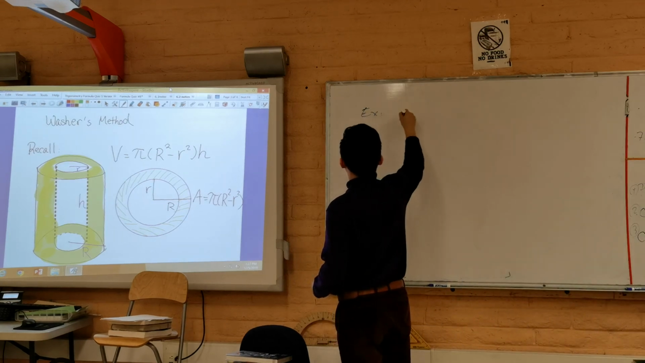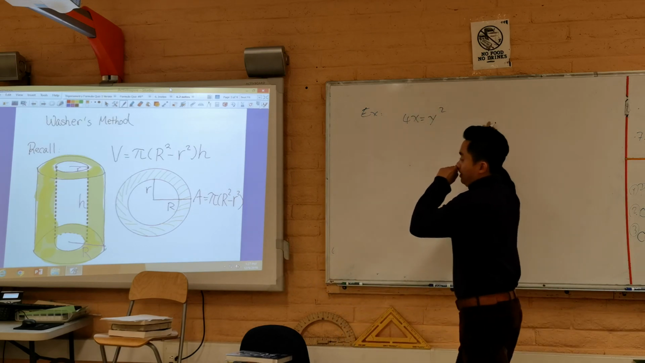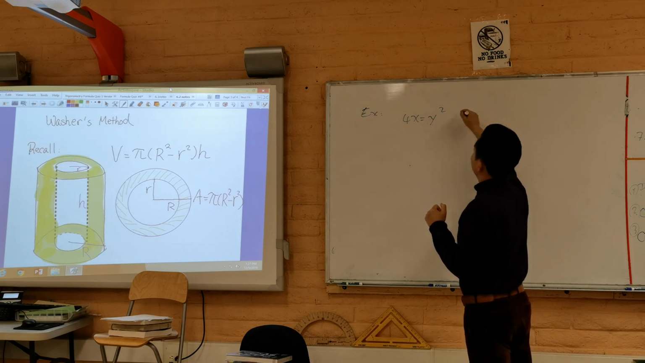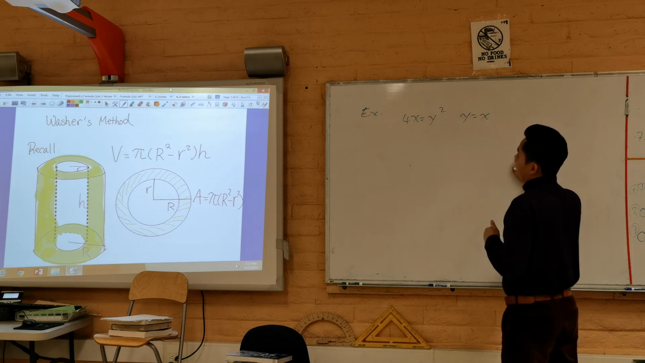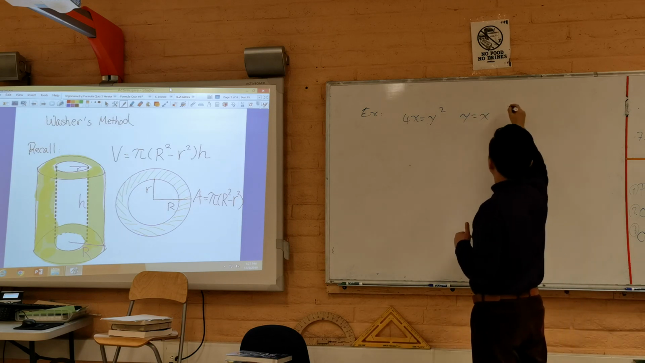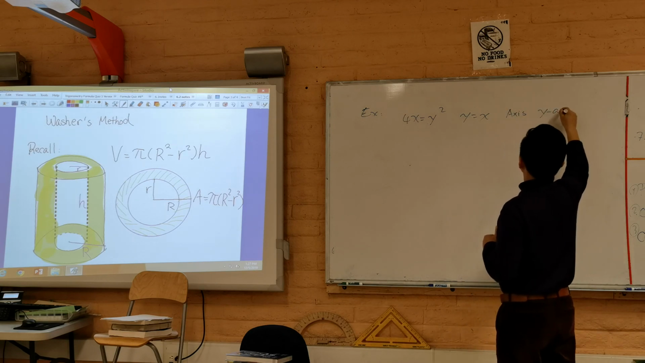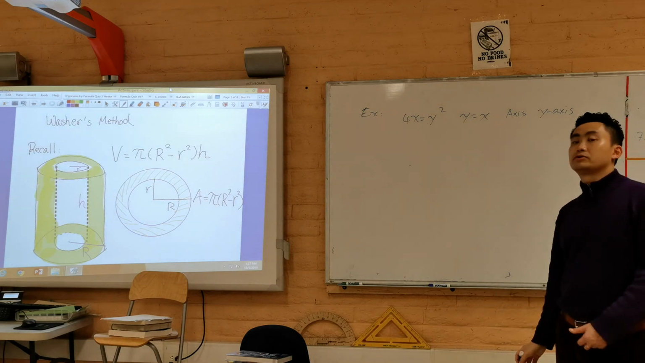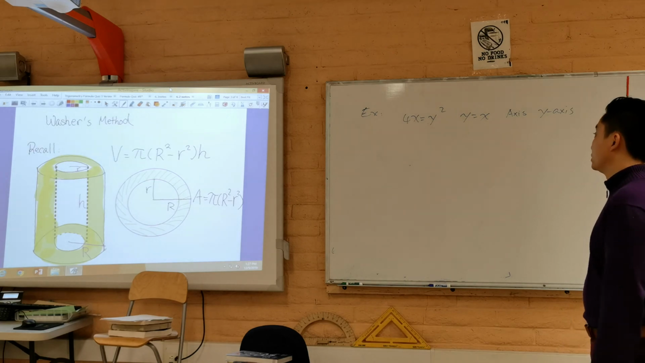Let's say that 4x equals y squared, and this one is also bounded by y equals x, and it's revolving around the y-axis. Now, you may notice that there's no boundary, there's no c and d, no upper limit or lower limit.